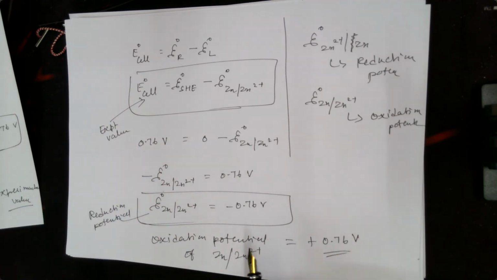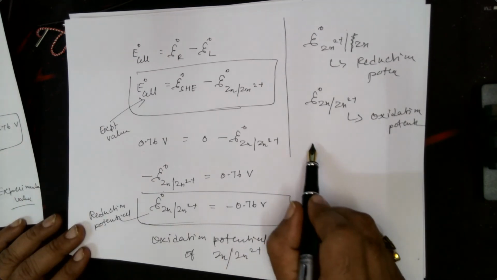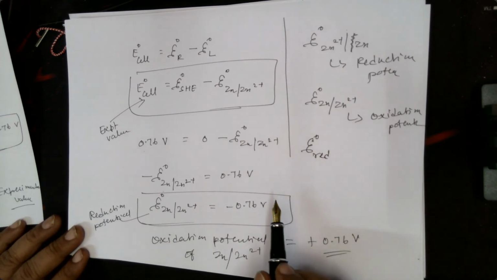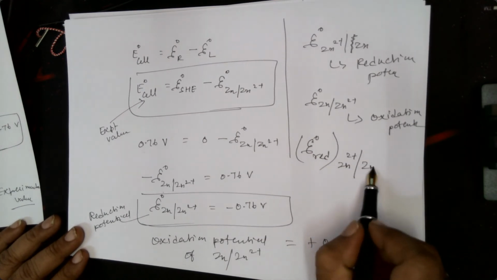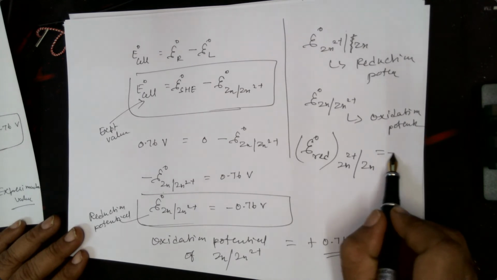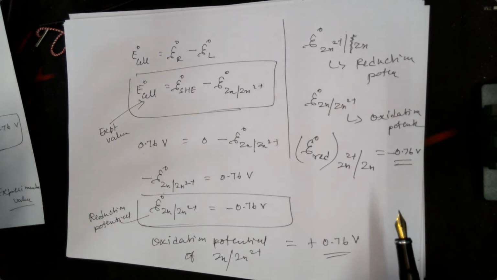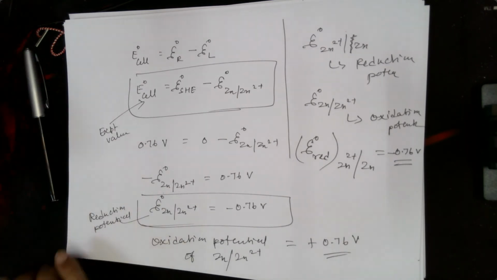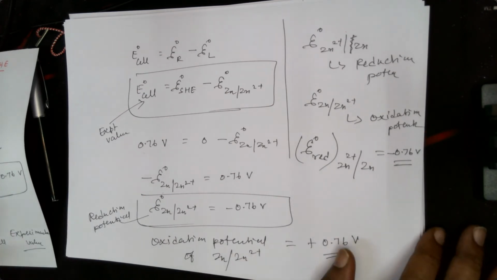If you want to be safe and very accurate, then you can put it like this: E naught reduction, Zn 2 plus bar Zn, is equal to how much? 0.76 volt. Got it? If it is oxidation, you can put it on the opposite side. Now let us work out the cell reaction for this.